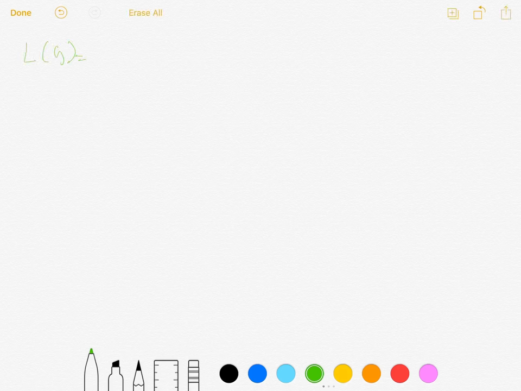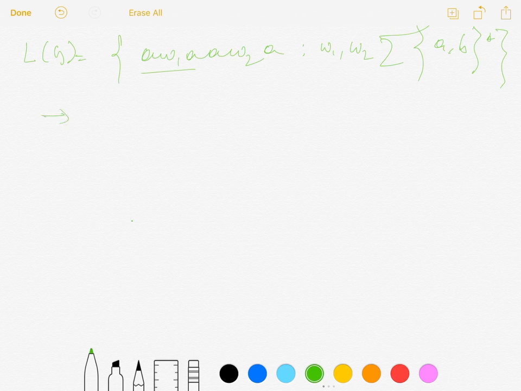So, L equals A omega 1 A, A omega 2 A, where omega 1, omega 2 belong to sigma. Now, try. As we have seen, how can the DFA for A omega A be drawn? Already we have seen this one, right? We have Q0; if I get an A, it goes to Q1, if it gets B, it goes to Qt.